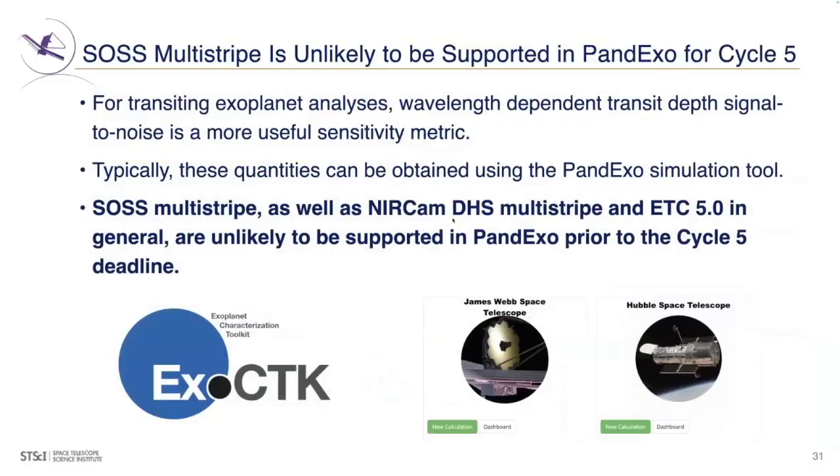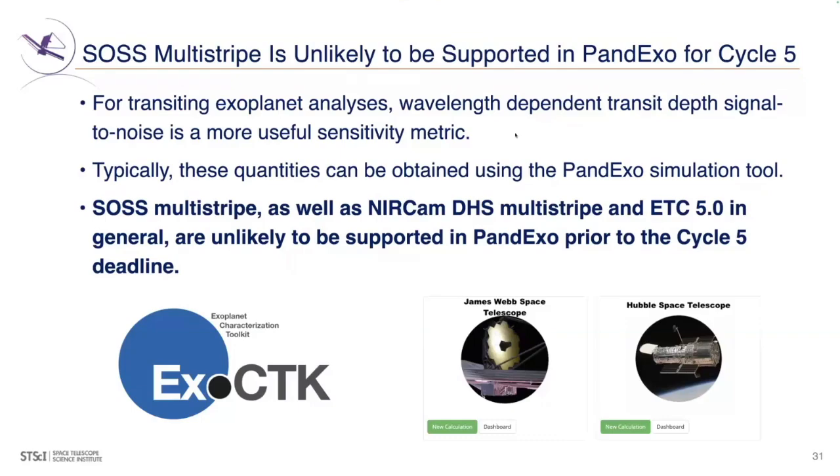Okay, so one big thing I'm sure people are wondering about is PandExo. If you're not familiar, this is a dedicated ETC tool just for transiting exoplanet science. And that gives you the wavelength-dependent transit depth signal to noise, which is more useful, right, for your proposal motivations, prepping preliminary model fits and retrievals.